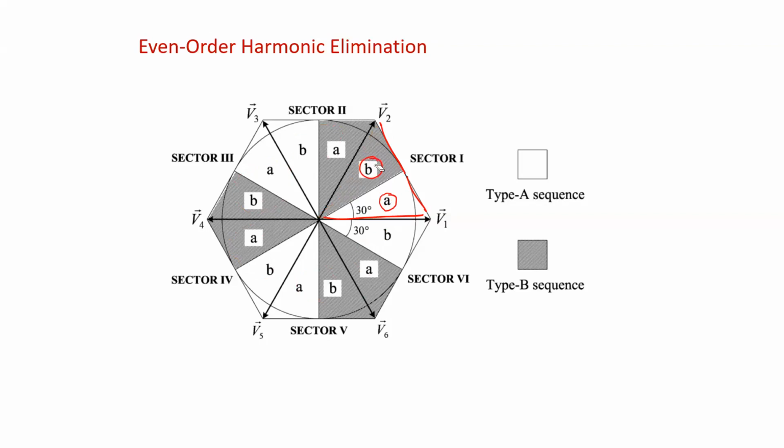For each 30 degrees, two types of switching sequences are followed. Type A switching is followed from 0 to 30 degrees. In the next 30 to 60 degrees, type B switching is followed so that the waveform will be more symmetrical. Therefore, we can eliminate the even order harmonics. So what exactly are the type A and type B switching sequences? It is something like this.